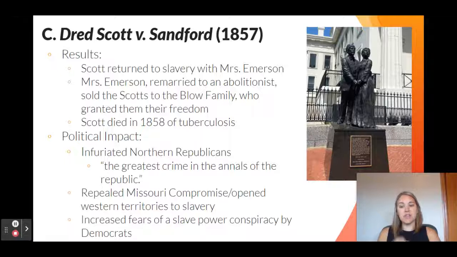So this decision infuriated Northern Republicans. I already mentioned it repealed the Missouri Compromise, and it increased fears of a slave power conspiracy. And so what Northerners begin to believe is that there are certain individuals in government that are conspiring to increase the power of slave owners and the South.